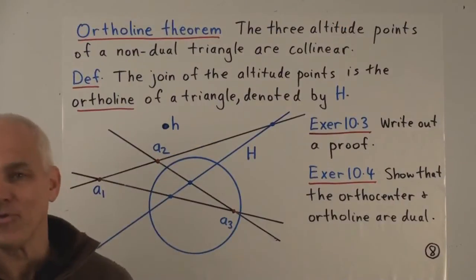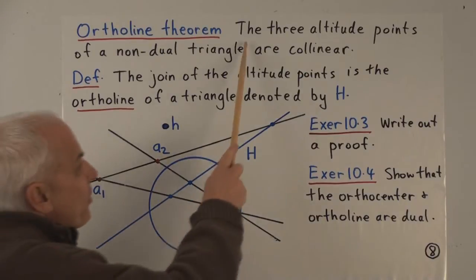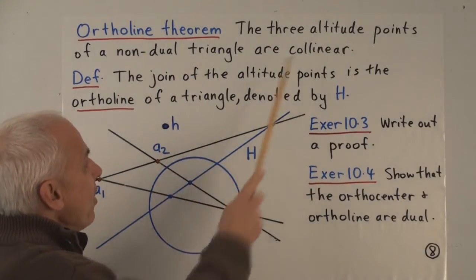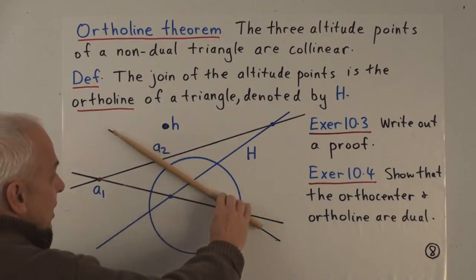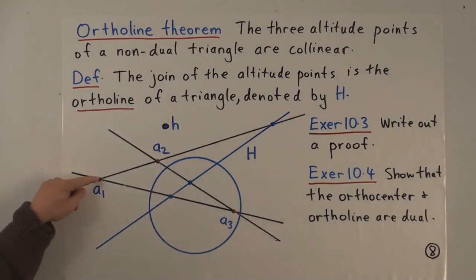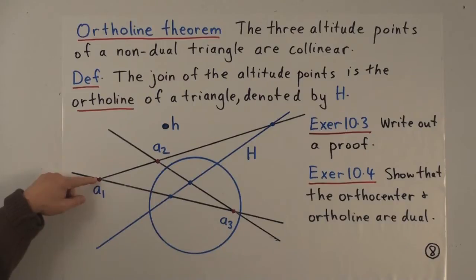The orthocenter theorem also has a dual result. The ortholine theorem. This is not really a result in traditional hyperbolic geometry. It says that the 3 altitude points of a non-dual triangle are collinear. So here's a picture A1, A2, A3. There's a triangle. The three altitude points, they're the points that lie on a line which are perpendicular to the opposite point. So the dual of A1 is something like this. So there's one altitude point.